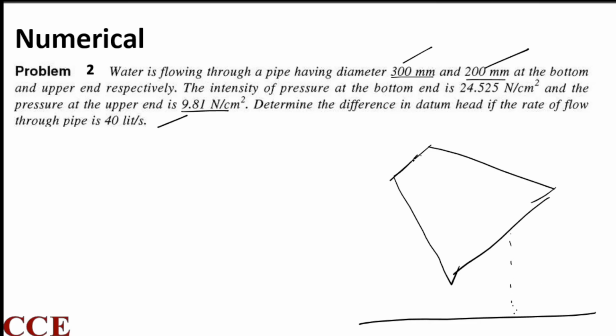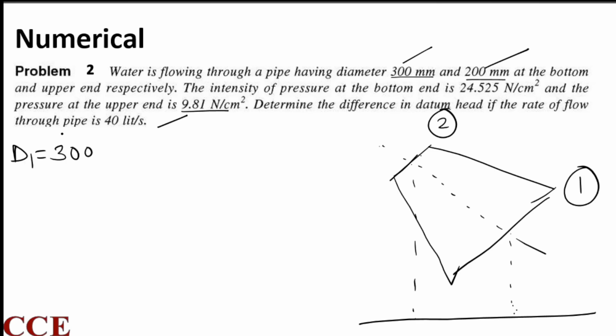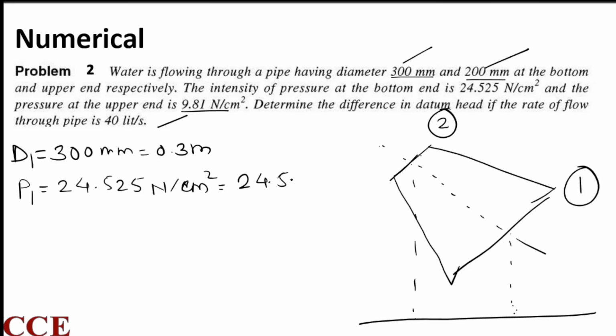So this can be the diagram. We will say that suppose this is end 1 and this is end 2. The diameter is given. So D1 is 300 millimeter, 0.3 meters. P1 is also given, P1 is 24.525 Newton per centimeter square, which is equal to 24.525 into 10 raised to the power 4 Newton per meter square. This is about section 1.